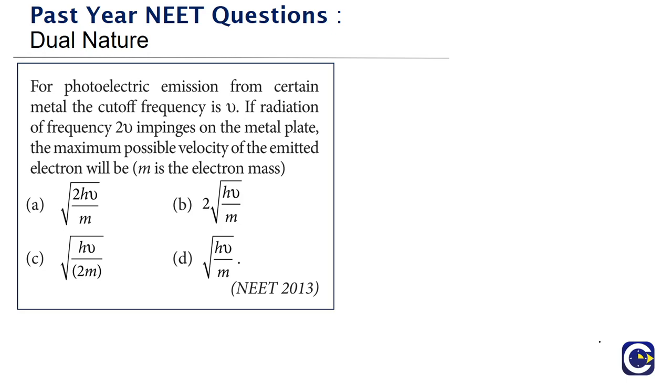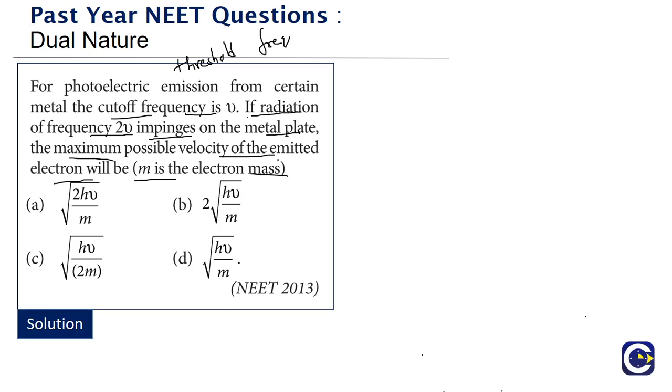Next we have another question that has come in NEET 2013. For the photoelectric emission from a certain metal, the cutoff frequency. So cutoff frequency, what is it? This is also what we call the threshold frequency, the minimum frequency required for the emission of photoelectrons. If the frequency of 2 nu impinges on the metal surface, means that is incident on the metal, the maximum possible velocity of the emitted electrons will be.